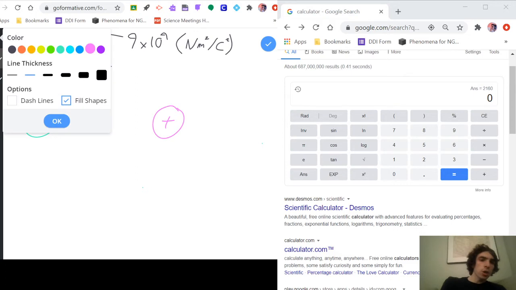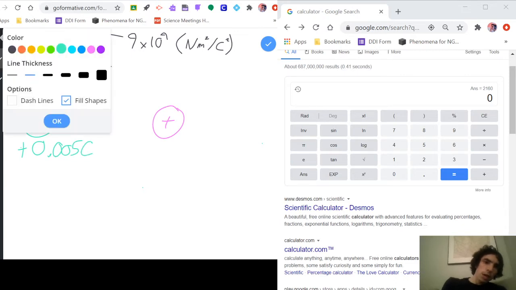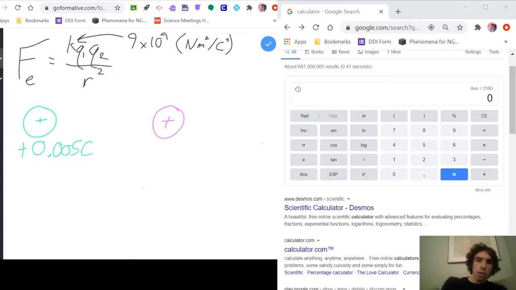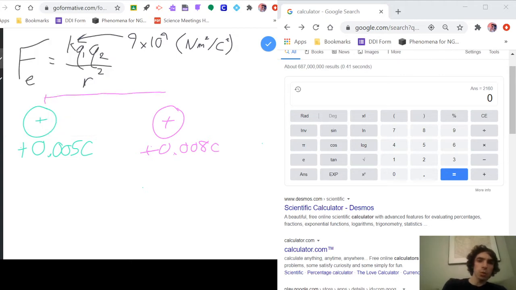So we have a positive charge on the left and on the right. Let's say that our left charge is positive 0.005 coulombs. And let's say that our charge on the right is positive 0.008 coulombs. And even though those are pretty small numbers, that actually would be a lot of charge built up on these 2 things. But we're not looking at reasonable numbers right now. We're just getting a feel for how to use these actual equations.